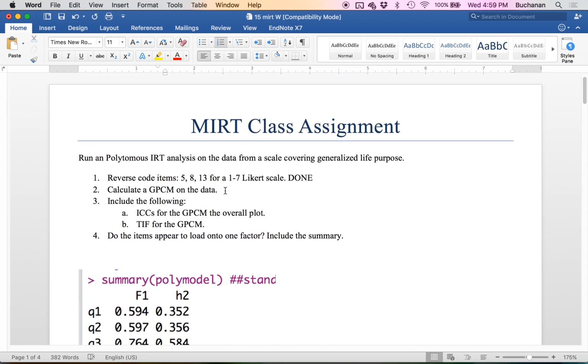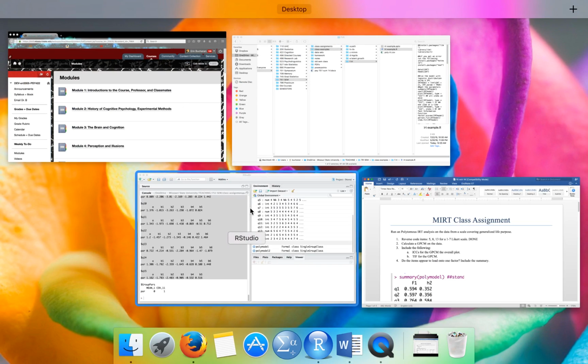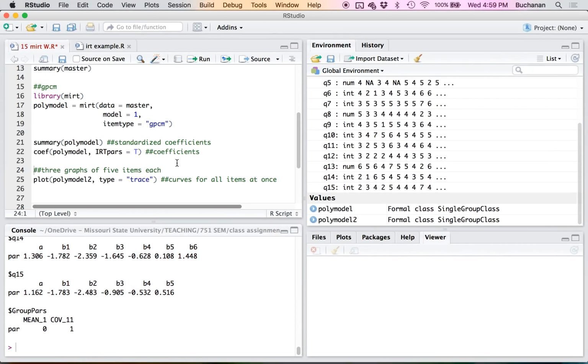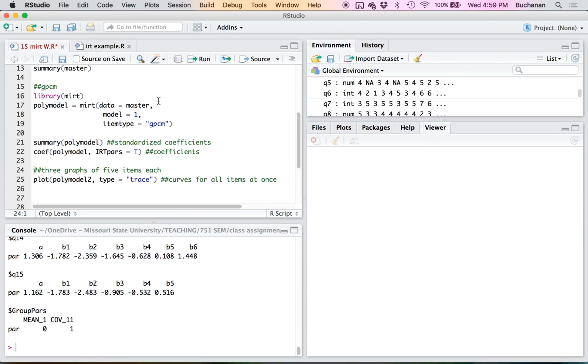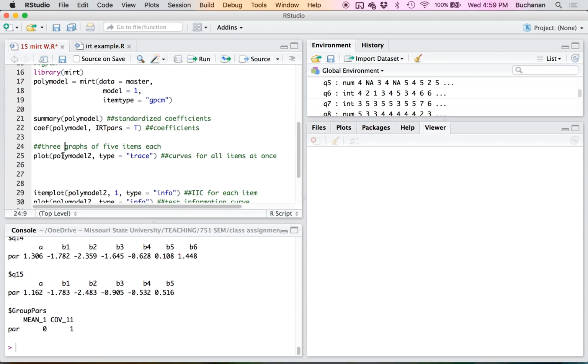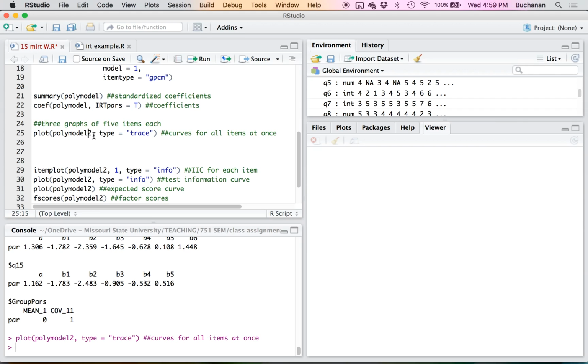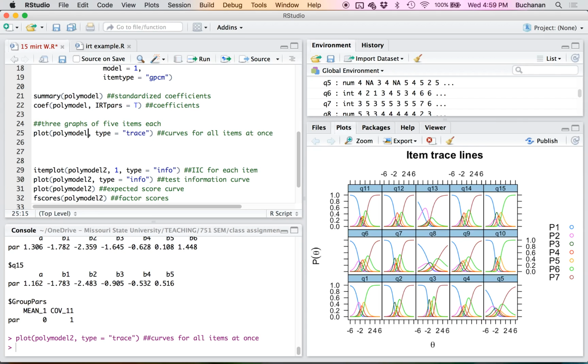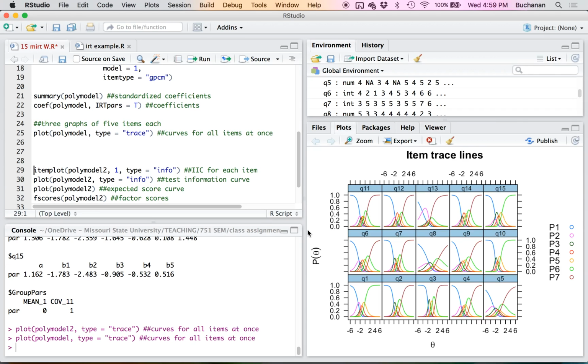We also want to include some graphs here, so we're going to include those ICCs. So that's item characteristic curve, but in this type of analysis, those are called trace curves, and we're going to do all of those trace curves. So we're gonna run all 15 of them at once. You can do them one at a time, but in our particular example, we're doing all 15.